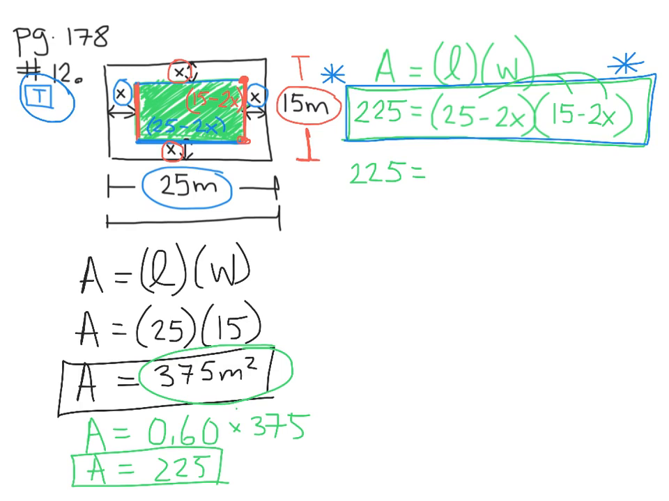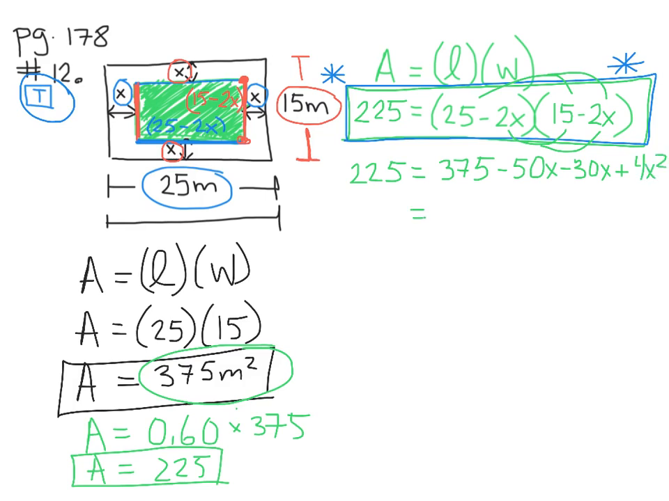So when I multiply this all out, 25 times 15, I'm going to get 375. 25 times negative 2x is negative 50x. I have negative 2x times both of those things. Negative 2x times 15 is negative 30x. And then I also have negative 2x times negative 2x, which is positive 4x squared.